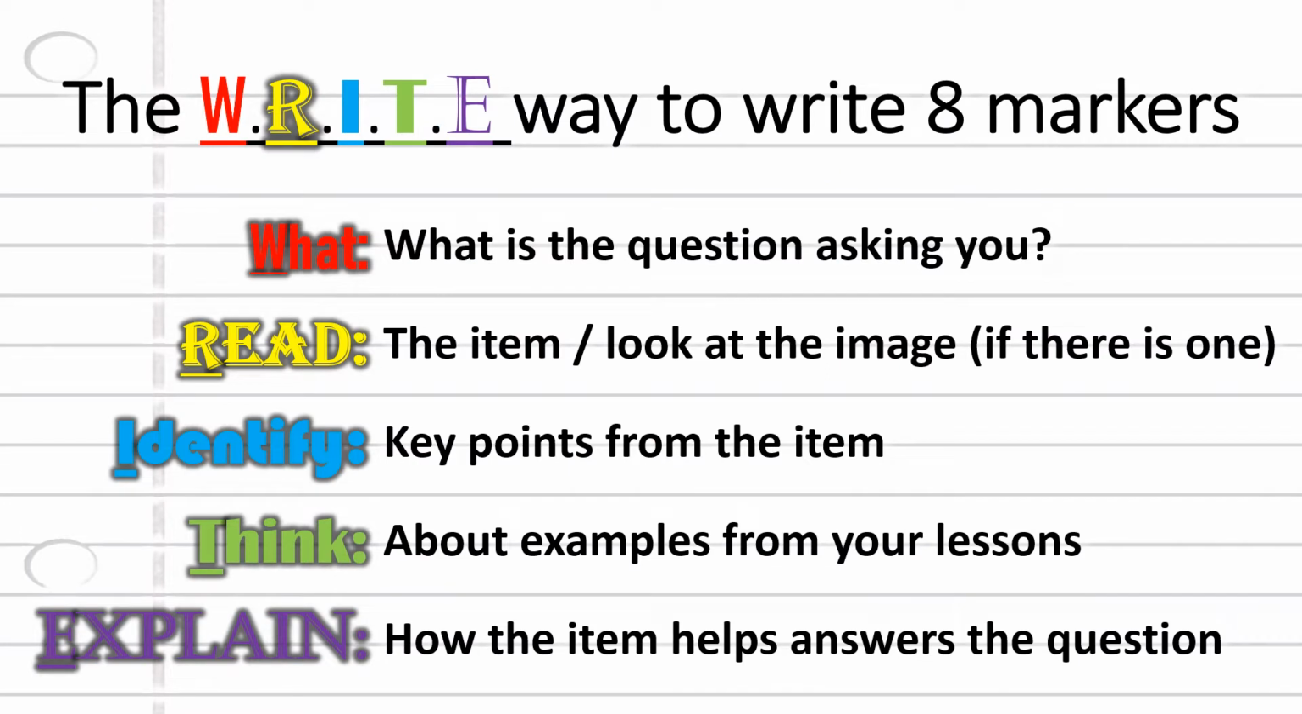Now, when it comes to these 8-mark questions, I use what's called the W.R.I.T.E method. So this one here, write as in writing out. That covers what for the W, read for the R, identify for I, think for T, and explain for E. And so this W.R.I.T.E method is an approach you can use when breaking a question down to ensure that you have successfully answered and hit all those criteria points.